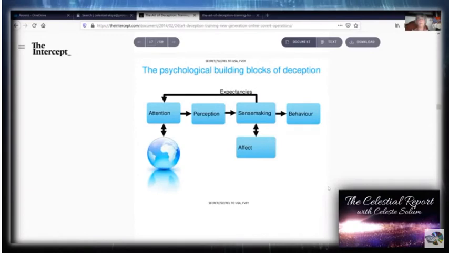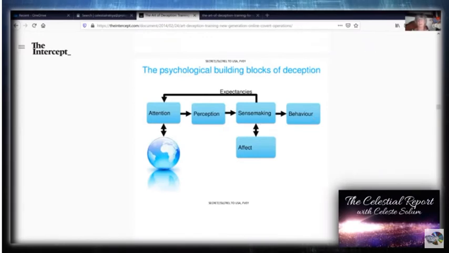And once again, we start with grabbing our attention, then dealing with our perception. Does it make sense to us or doesn't? Does it resonate with us or not? Will it affect us? If it doesn't resonate with us, it's not going to affect us. But if it does resonate with us, it will impact our behavior.